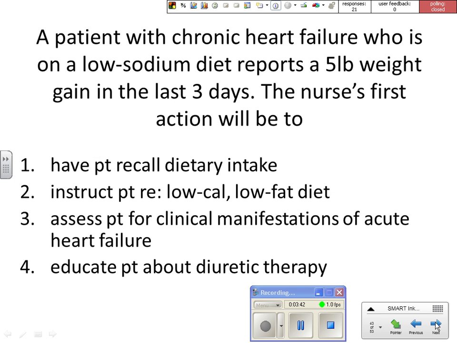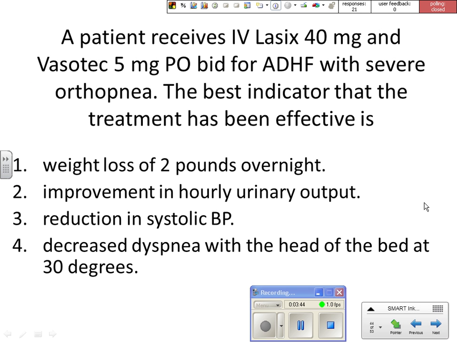So let's look at the question. What are the key words? Best indicator, but what else is key? Severe orthopnea. This question wants you to focus on what would be the best indicator based on his orthopnea that would tell you that the diuretic is working and the Vasotec is working. So that would be number 4, decreased dyspnea with the head of the bed at 30 degrees.